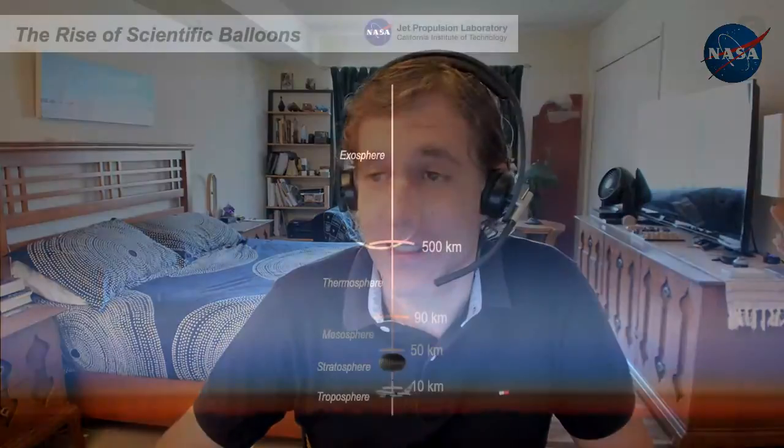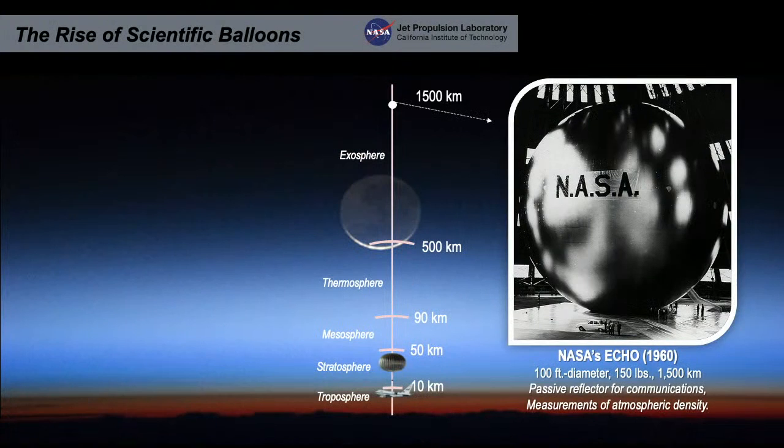In fact, NASA's first balloon mission was in the 60s, and it was called ECHO. It was a passive reflector for communications, inflated in space at 1,500 kilometers. So it was used for communication, but did some measurements as well of the atmosphere. But do you really think it was the first scientific balloon mission ever flown? Think about it for a minute. And the answer is no.